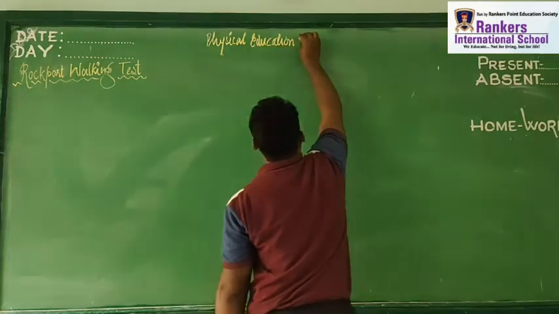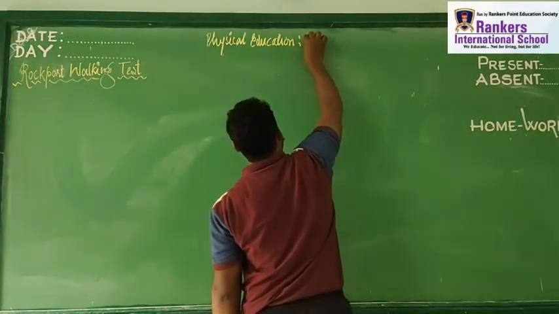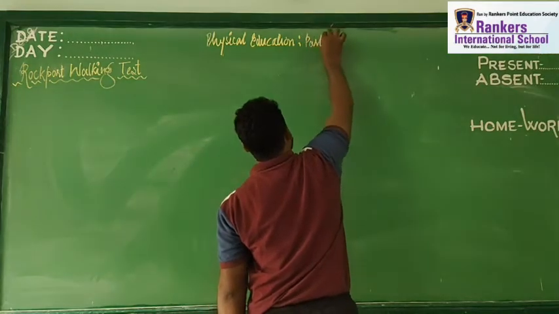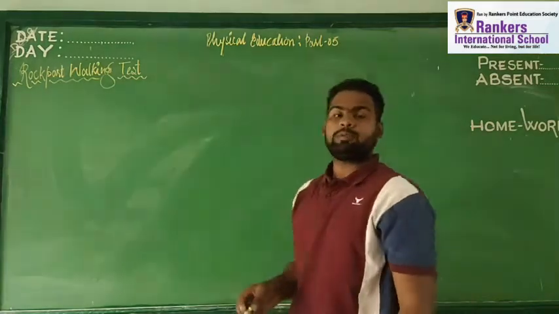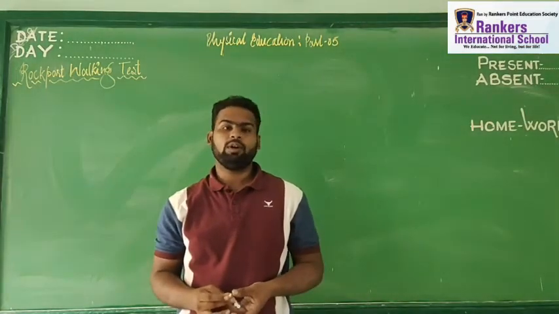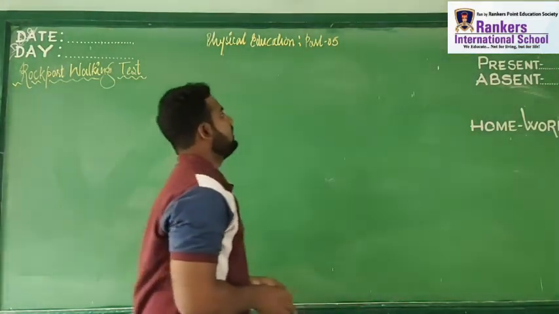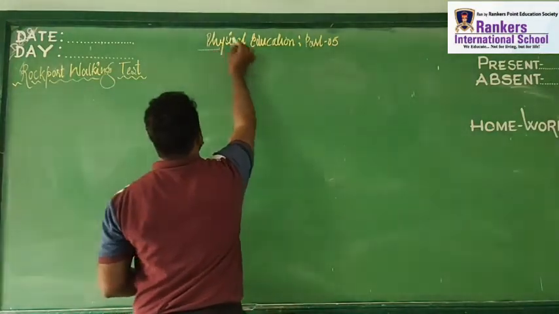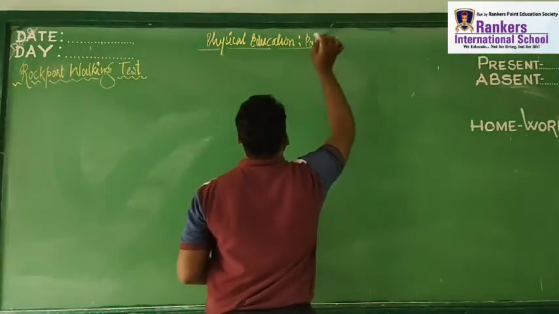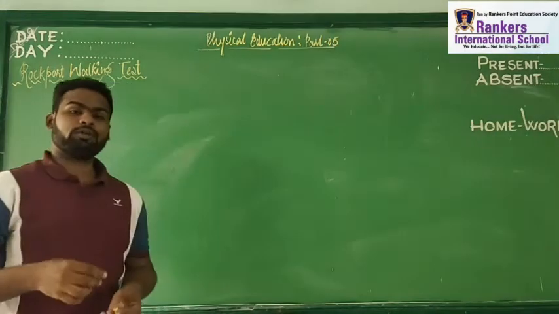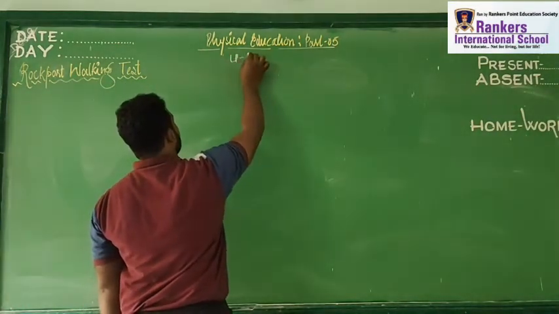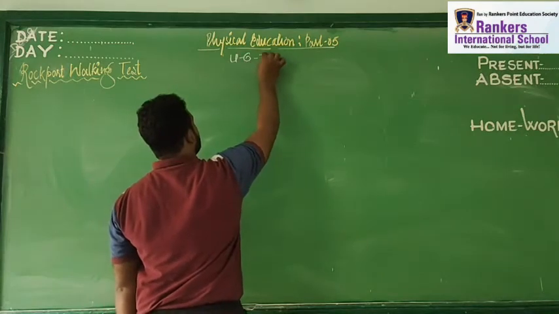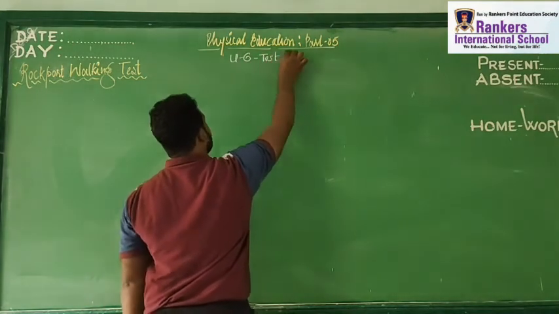Welcome to physical education. This is part number 5. And basically the first thing that we need to understand here is what is cardiovascular endurance. Today we are going to reach the 6th unit, which is called test and measurement.